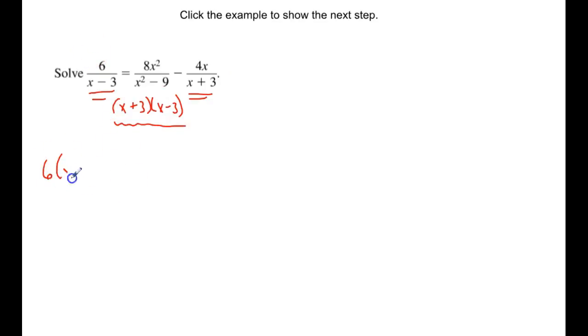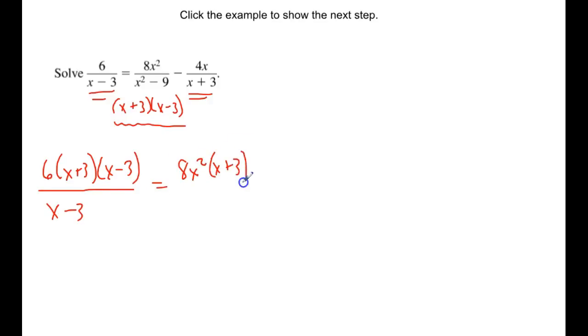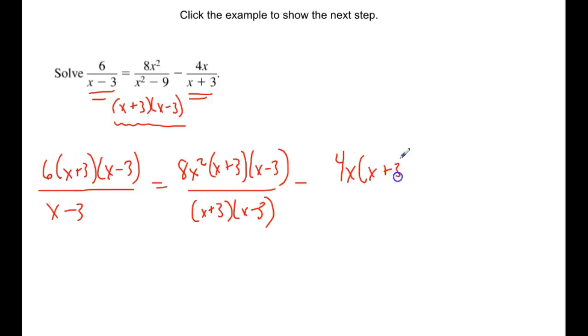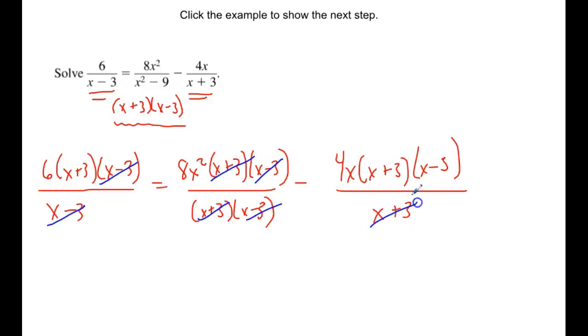So I end up with my 6 times x plus 3 times x minus 3 over x minus 3 equals 8x squared times my x plus 3 times my x minus 3 over my x plus 3 and my x minus 3, minus 4x times x plus 3, x minus 3 over x plus 3. So now I can go ahead and simplify the things that multiply out, right? Because x minus 3 divided by x minus 3 is 1. Same thing here. I can get rid of a few things.